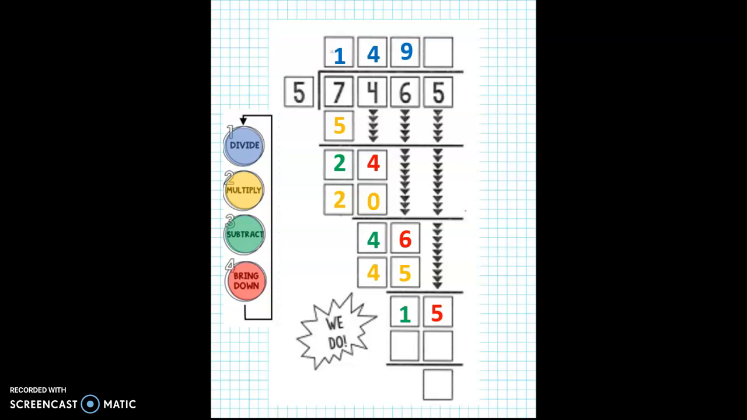Divide. 5 goes into 15 3 times. 5 times 3 is 15. Subtract, we get our 0. There is no remainder in this problem. 7,465 divided by 5 is 1,493. Doing long division is one reason it's very important to know those basic multiplication facts.